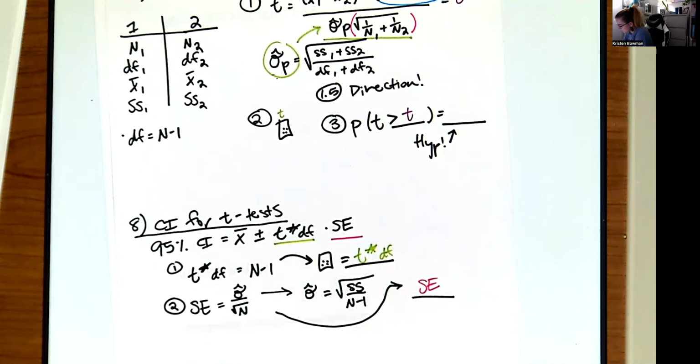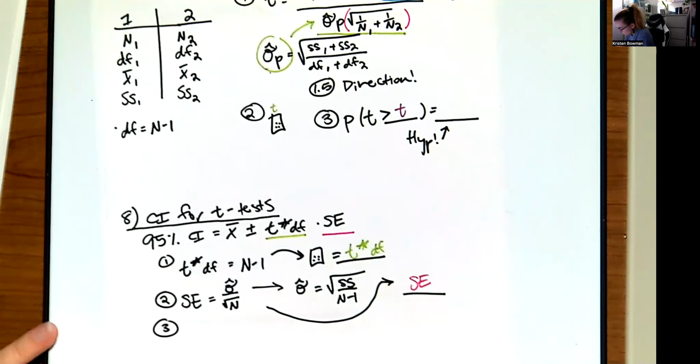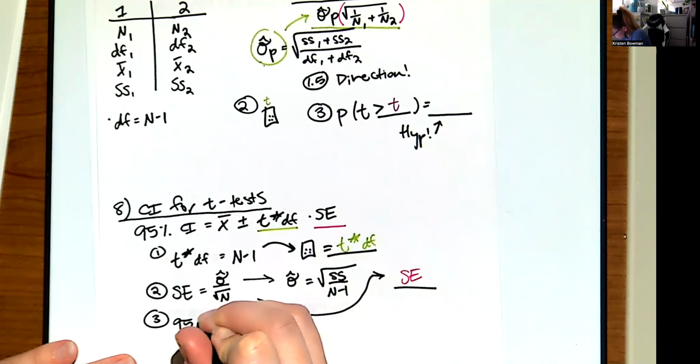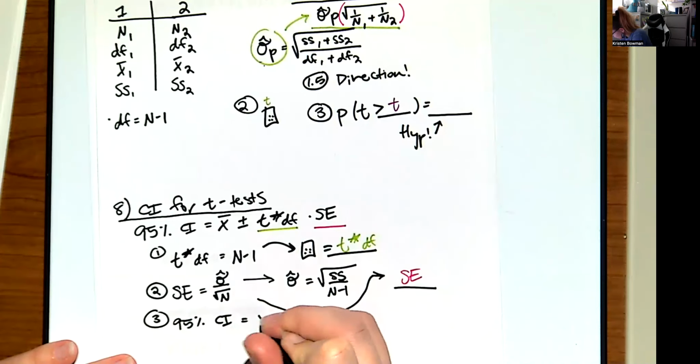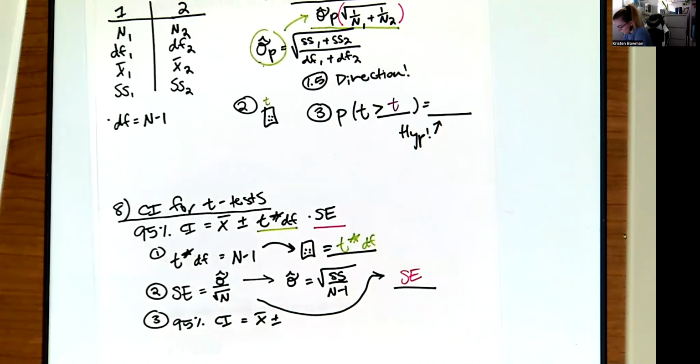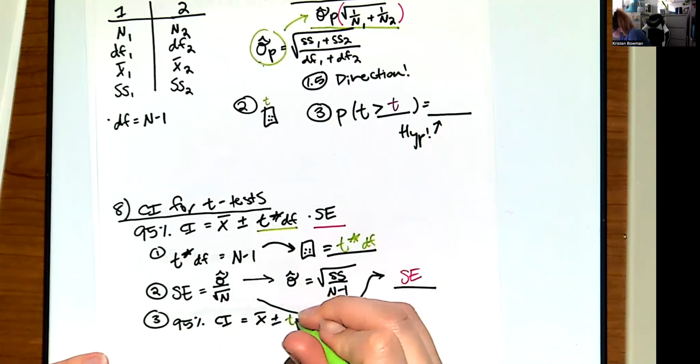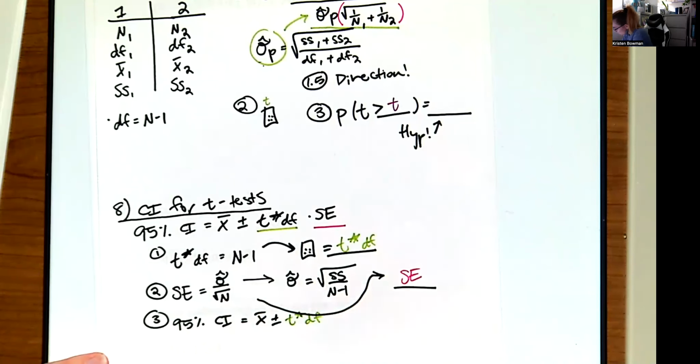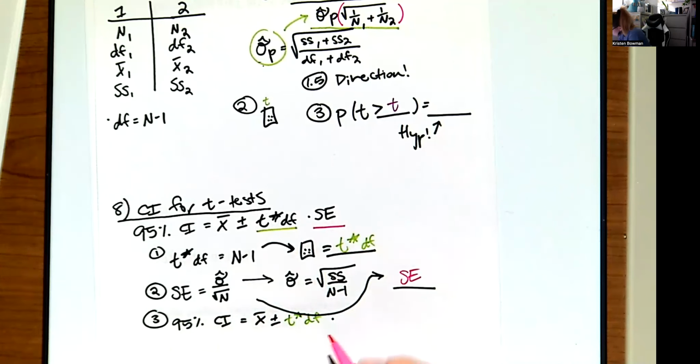So now step 3 is plugging it all back together. We're 95% confident that x bar plus or minus, oops, I didn't leave myself enough room, that's okay, plus or minus t star df, which is what we solved for up here, times standard error. Boom. So you have both of these pieces because we solved for them. That should make sense.